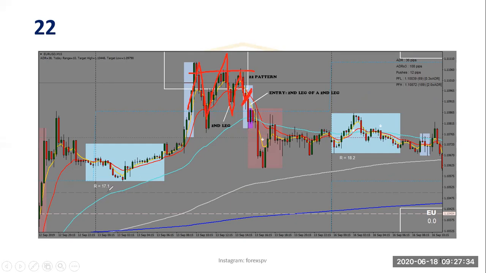And we have a 21 pattern, which occurs between 2 sessions. Now we have maybe around the New York session, the dealer formed a W.